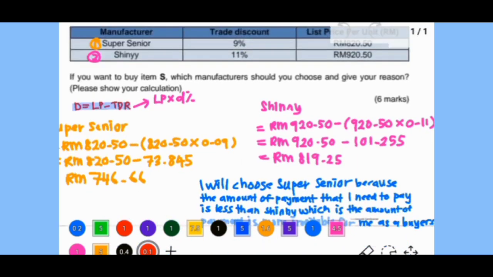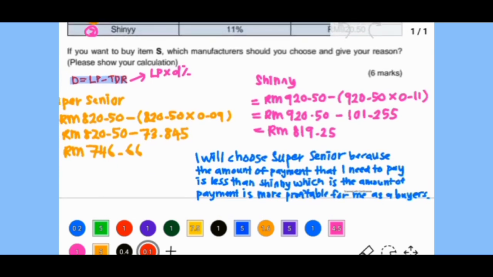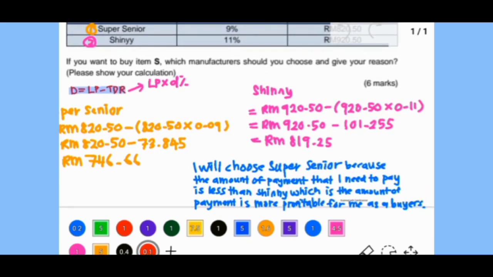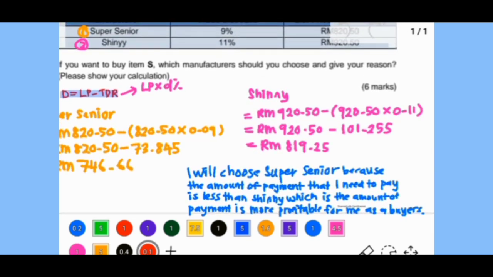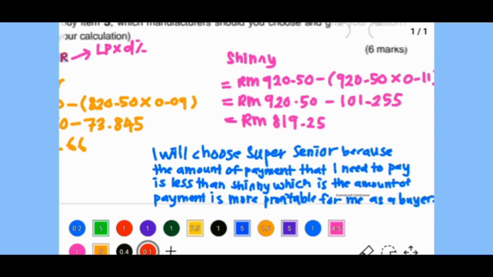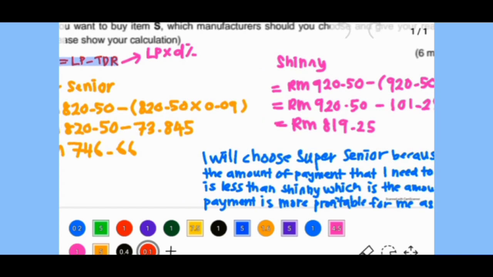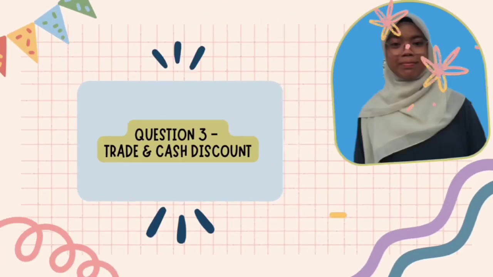So the question asks which manufacturer you should choose and give your reason. As a buyer, you should choose the amount of payment that is more profitable, right? So the answer is, I will choose Super Senior because the amount of payment that I need to pay is less than Shiny, which is more profitable for me as a buyer. As you can see here, the amount of payment for Super Senior is less than Shiny.